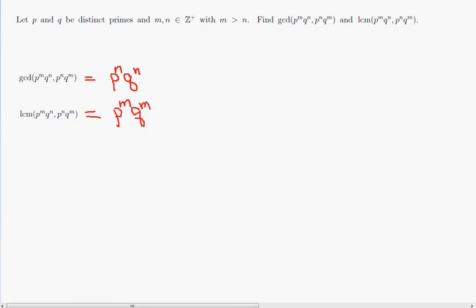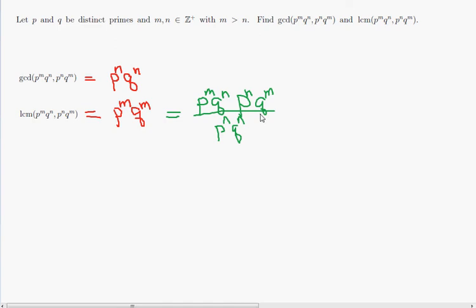For the second one, there's an alternate way of doing it because it's only two numbers. So this other way only works because it's two numbers. But we could take the product of the two numbers. So p to the m, q to the n, times p to the n, q to the m. And then divide by the GCD, which is p to the n, q to the n. And we see that p to the n, q to the n cancels, leaving us p to the m and q to the m as the LCM.